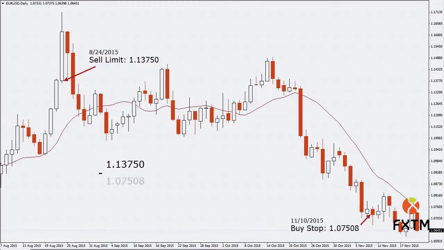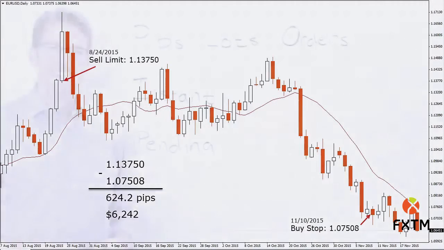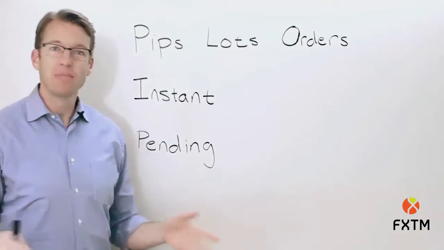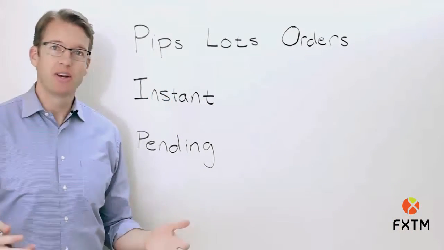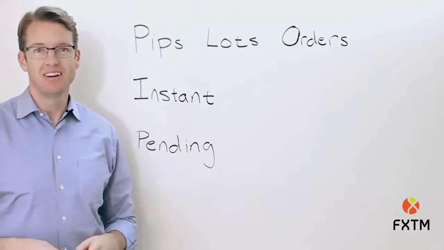So if we subtract these two from each other, that's a difference of 624.2 pips. Now, figuring out what your gains from that are is really easy. We know in this case, because the dollar is the quote currency, and if your account currency was a dollar, then each one of those pips is worth $10 to you. So if we take $10 times 624.2 pips, then we find a gain of $6,242.